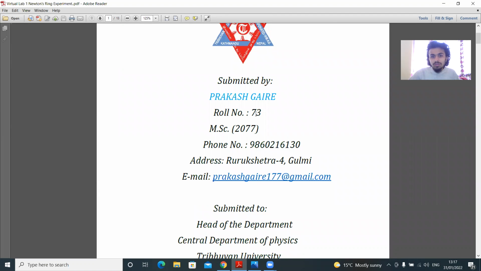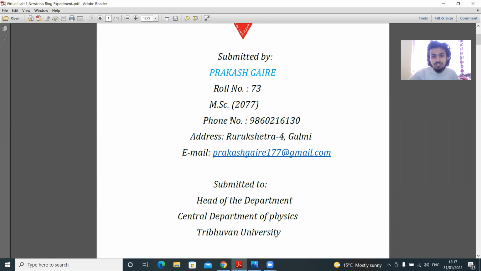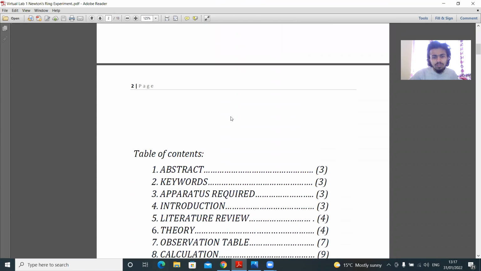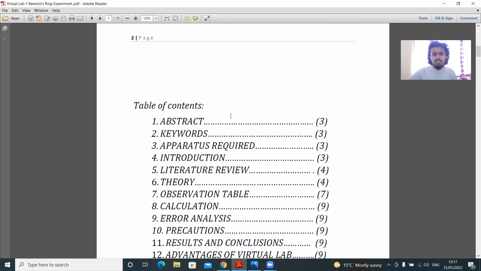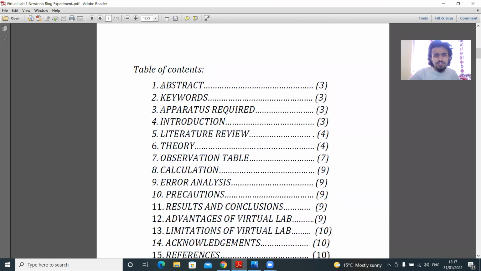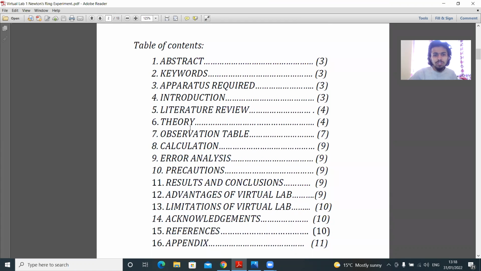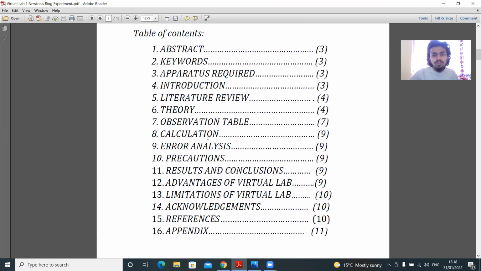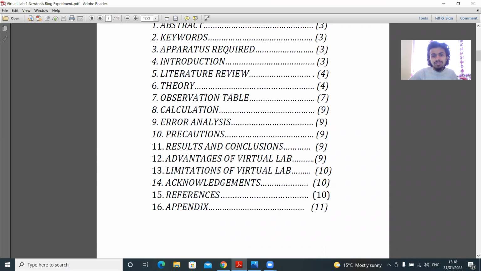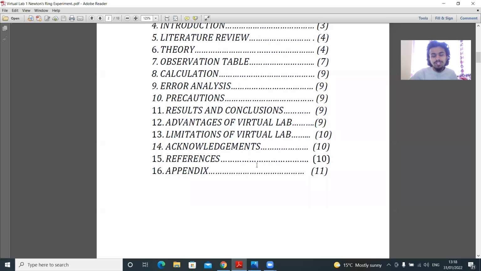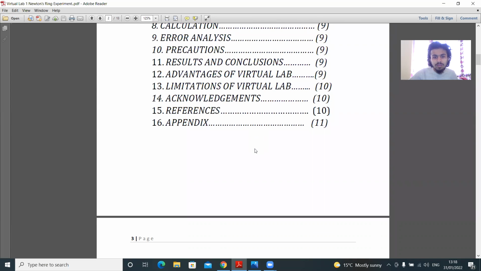Here it has some of my information and here is the table of contents. In this report, I have mentioned abstract, keywords, apparatus required, introduction, literature review, theory, observation table, calculation, error analysis, precautions, result and conclusions, advantages of virtual lab, limitations of virtual lab, acknowledgement, references, and at last appendix.